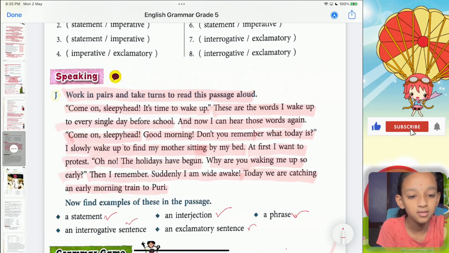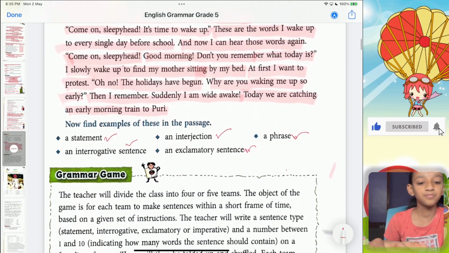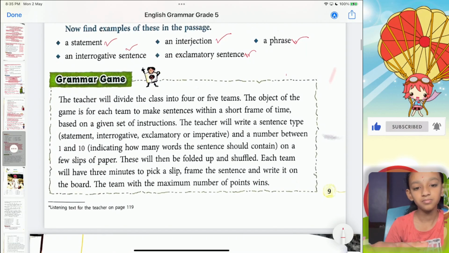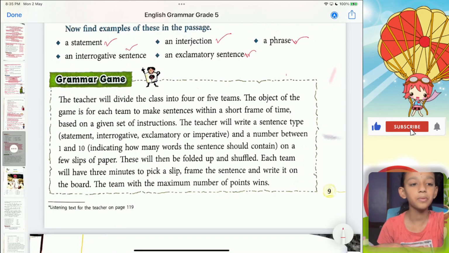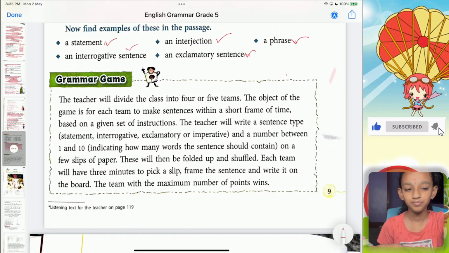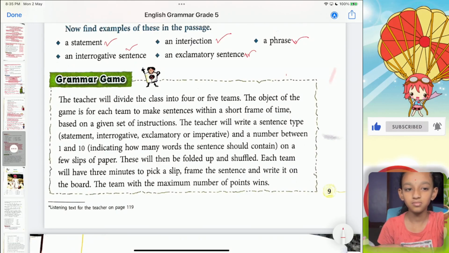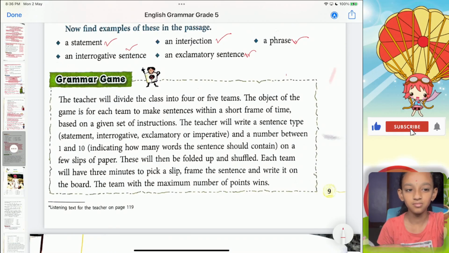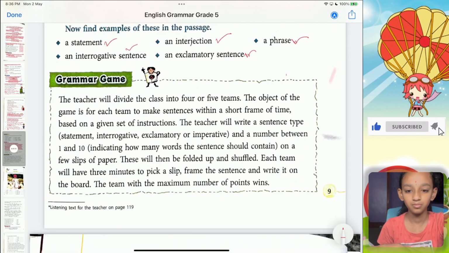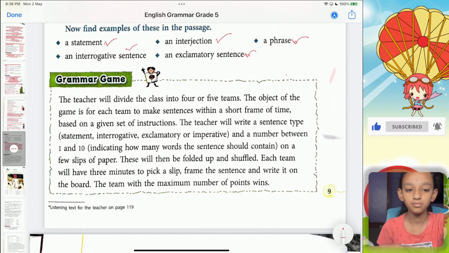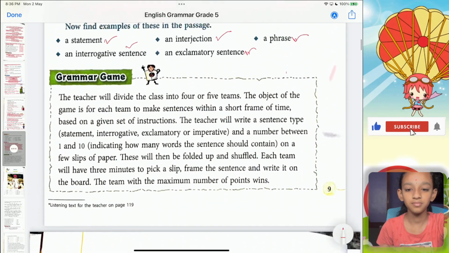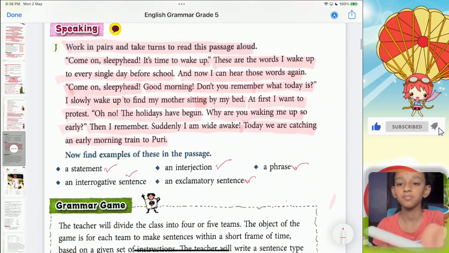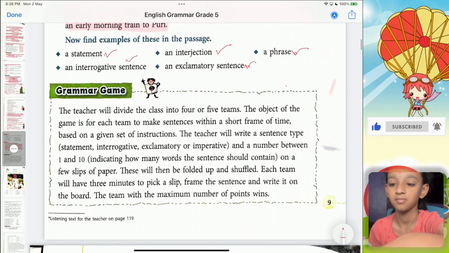All right. So if you're in school, you'll have a grammar game where your teacher is going to make some themes and make some sentences, and ask you whether it's a statement, interrogative, exclamatory, or imperative sentence. Okay. So that's it. This completes the chapter on sentences.